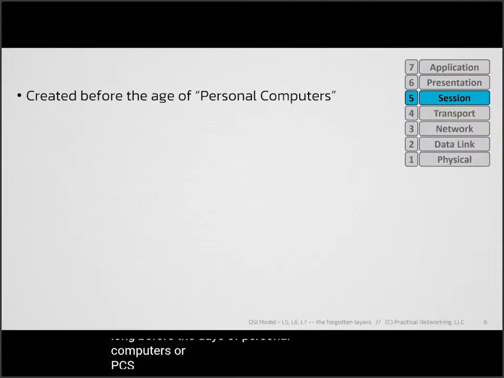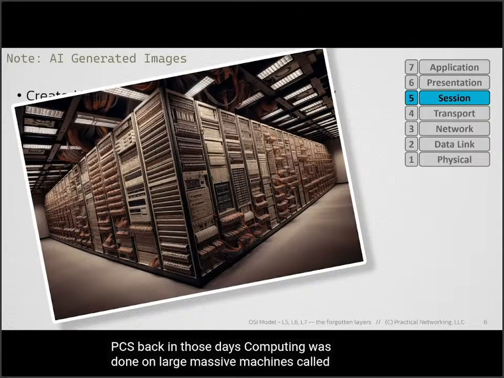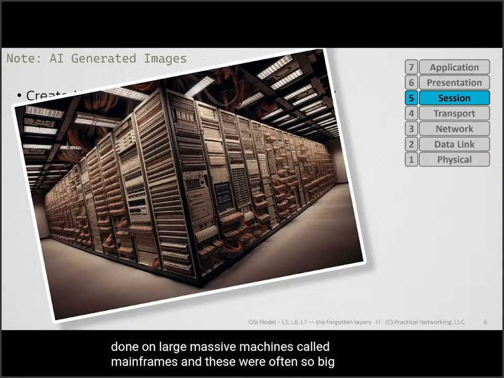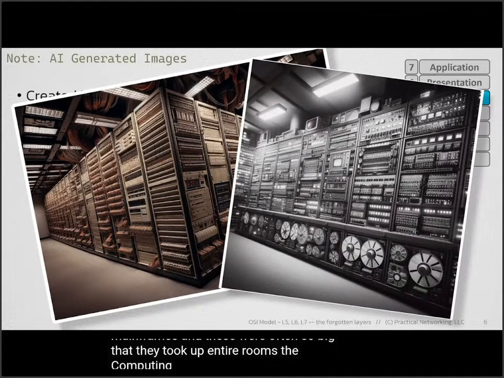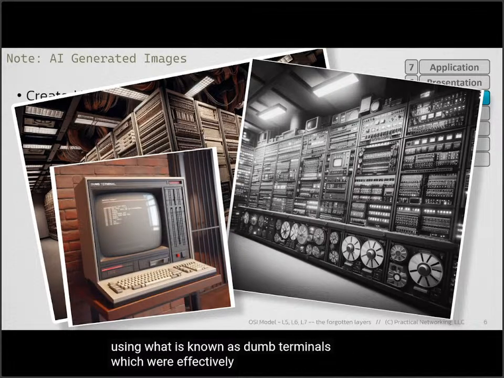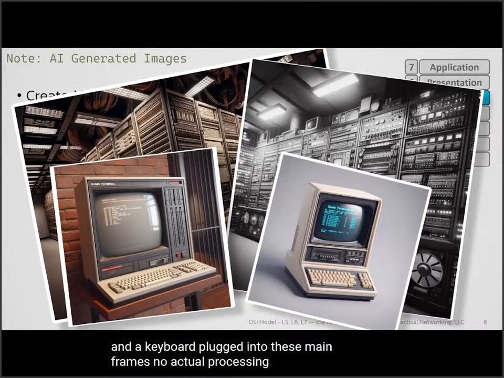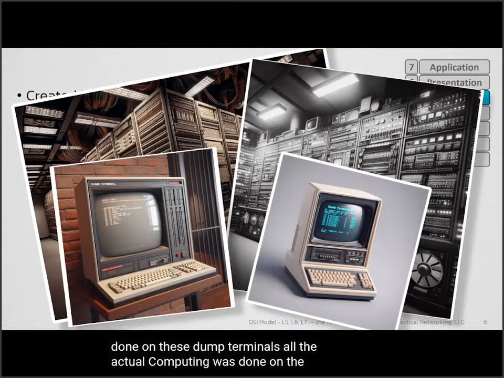To understand layer 5 of the OSI model, you have to understand that this model was created long before the days of personal computers, or PCs. Back in those days, computing was done on large, massive machines called mainframes, and these were often so big that they took up entire rooms. The computing resources on these enormous mainframes were then accessed by people using what is known as dumb terminals, which were effectively just a monitor and a keyboard plugged into these mainframes. No actual processing of data was done on these dumb terminals. All the actual computing was done on the mainframes.